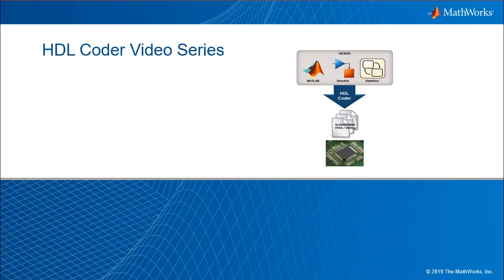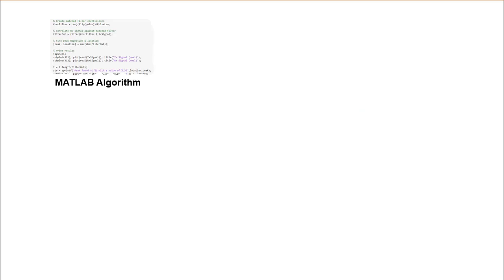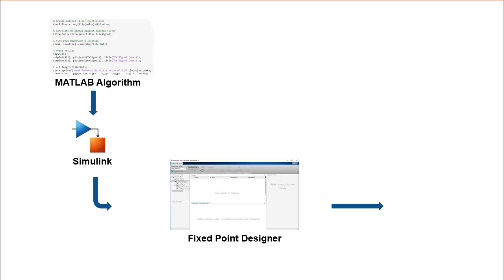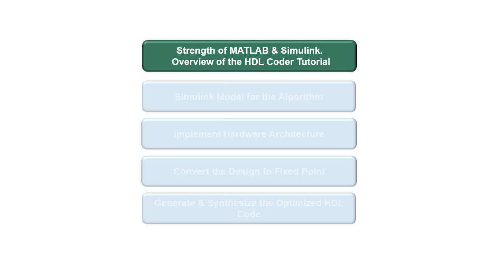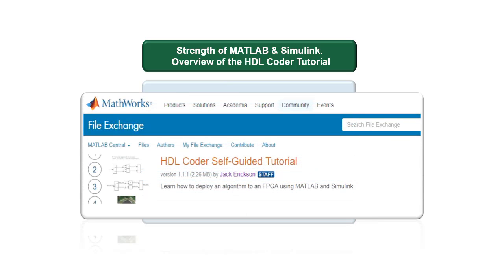In this video series, we will learn a popular production proven path to take a MATLAB digital signal processing algorithm through Simulink, Fixed Point Designer, and HDL Coder to target an FPGA. In the first part of the video series, we will discuss the strength of MATLAB and Simulink and provide an overview of the HDL Coder self-guided tutorial available on the MathWorks file exchange.